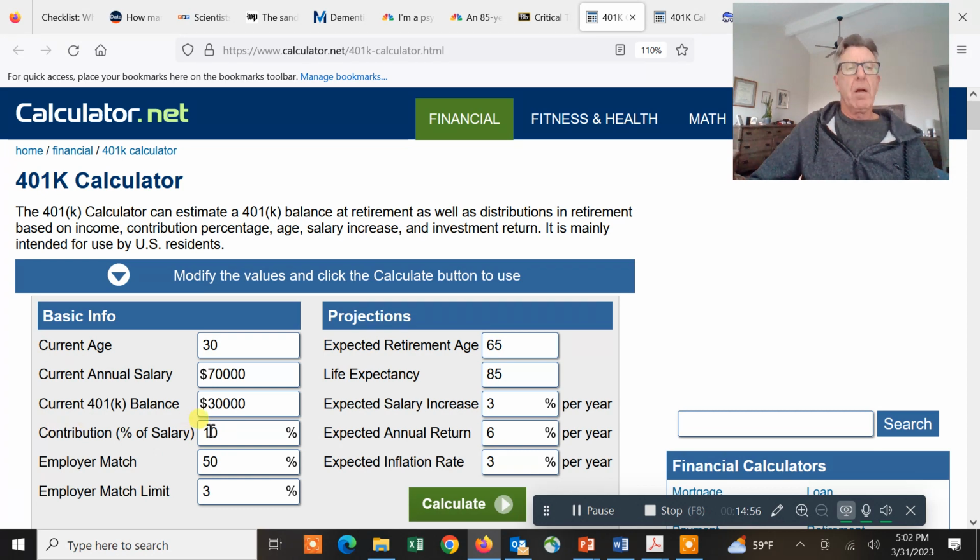So I'm going to put in 5%. Let's just say that my employer will do half of that. My employer match limit is 5%. So if they do 50%, that means the employer will put in 2.5%. So let's see how this all plays out. We'll do the drum roll right here. Oh, wait. Expected salary increase. Let's do better. I want to make a 5% salary increase every year. All right, that's better. Let's check this out.